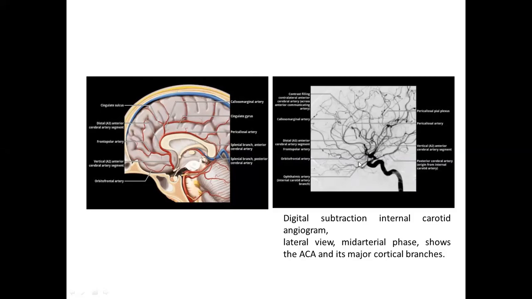Internal carotid angiogram showing the cortical branches of the anterior cerebral artery. Here the ophthalmic artery. This is the anterior cerebral artery: orbitofrontal, frontopolar, callosomarginal, and paracallosal arteries.